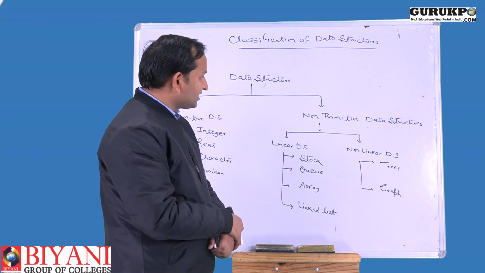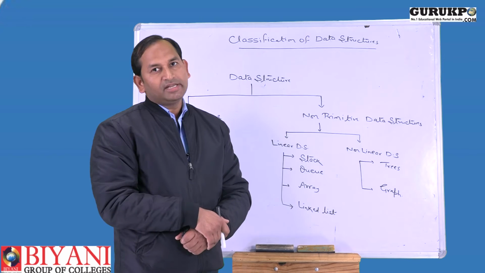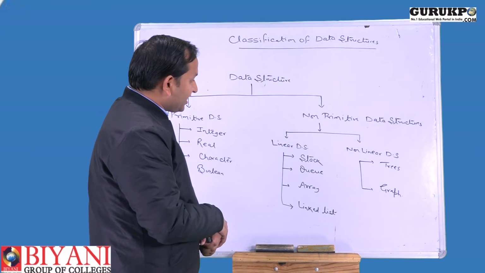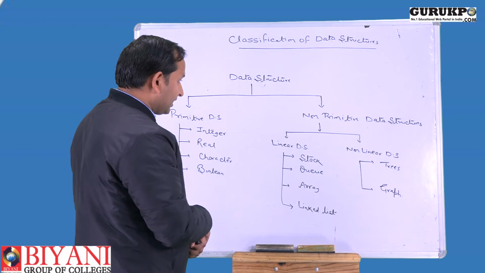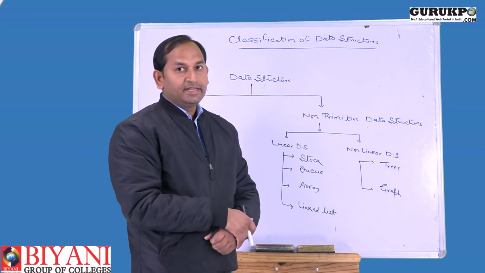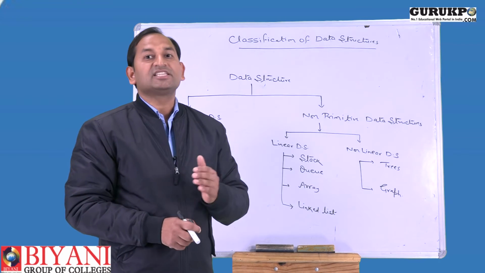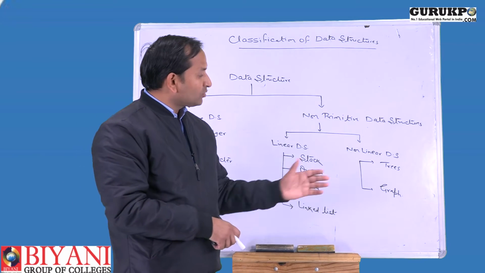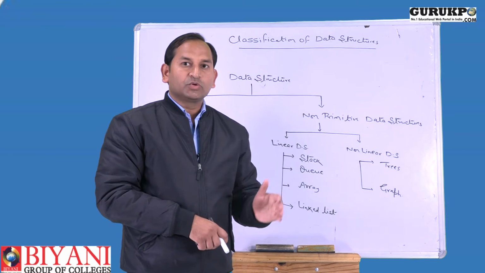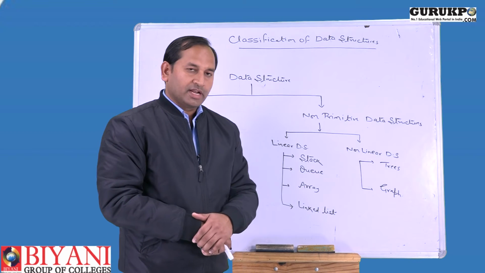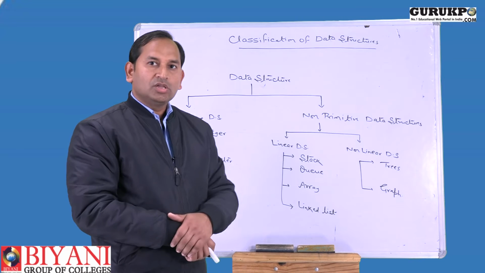First one is linear data structures and second one is non-linear data structures. Linear data structures are just like stack, queue, array, linked list, and in case of non-linear, tree and graph. Linear means something sequential, one by one, in a sequential fashion. In case of non-linear, data will be stored in a different mode, just like a tree or graph. So, here we can cover all these topics.